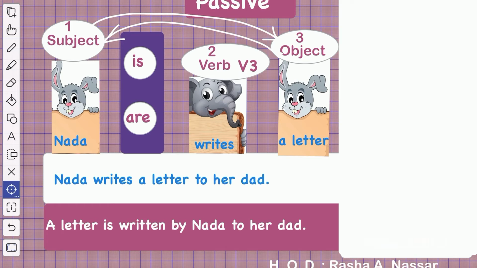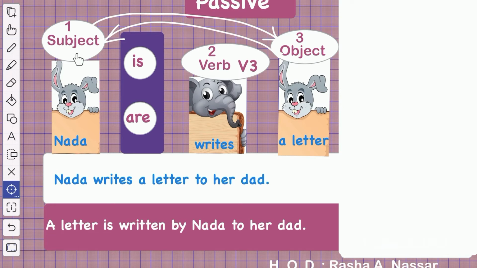Again, number 1, we will write the object at the beginning. We will write the object, the word number 3, in the place of the word number 1, and then we will choose is or are according to the object. If the object is singular, we will choose is. If the object is plural, we will choose are, and then we will write V3 of the verb, and then we will write by, and we will write the object, the word number 1, and then complete the sentence.